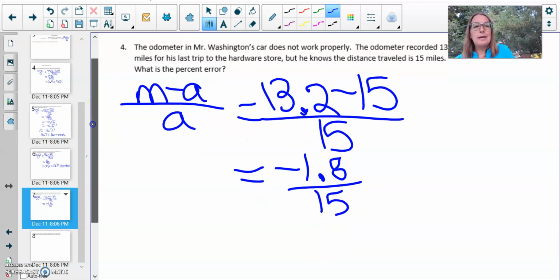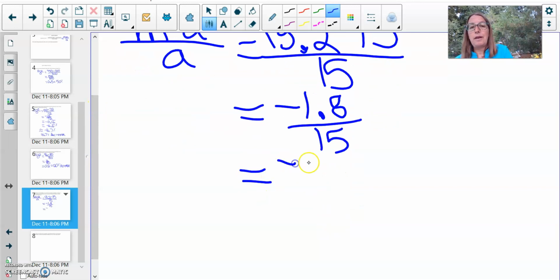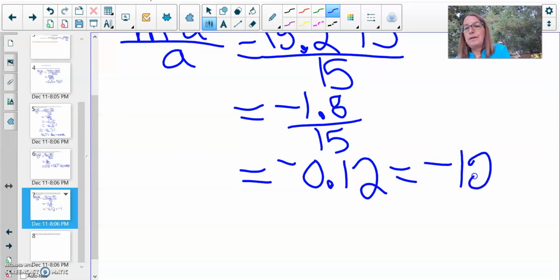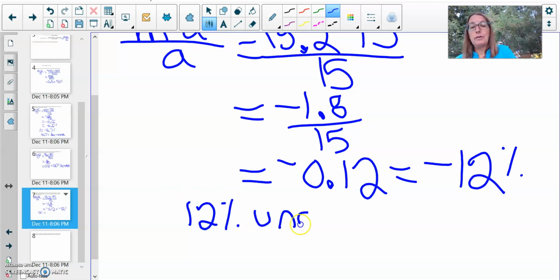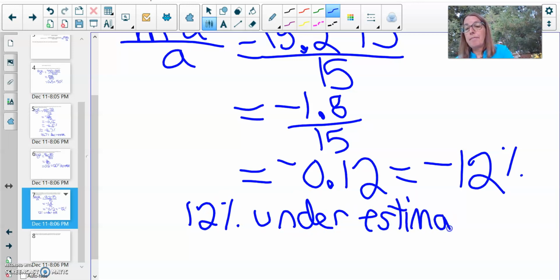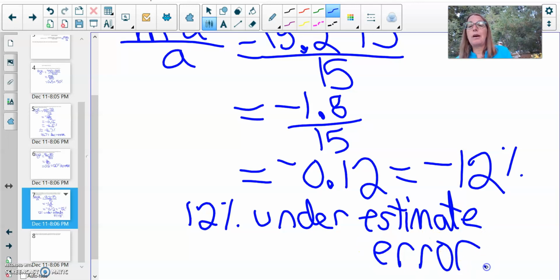I get as a decimal negative 12/100, which would be negative 12%. That negative is telling me that it's an underestimate. So it's a 12% underestimate error. Under means that it was too low.